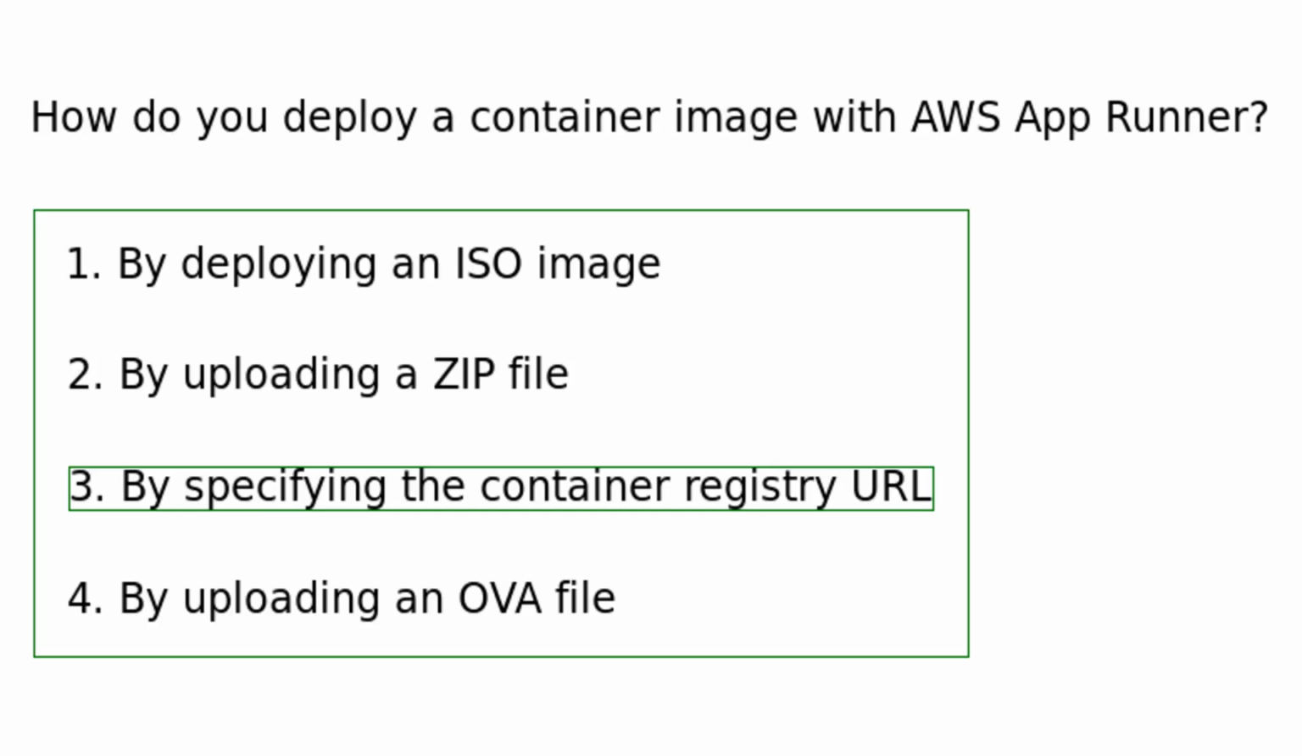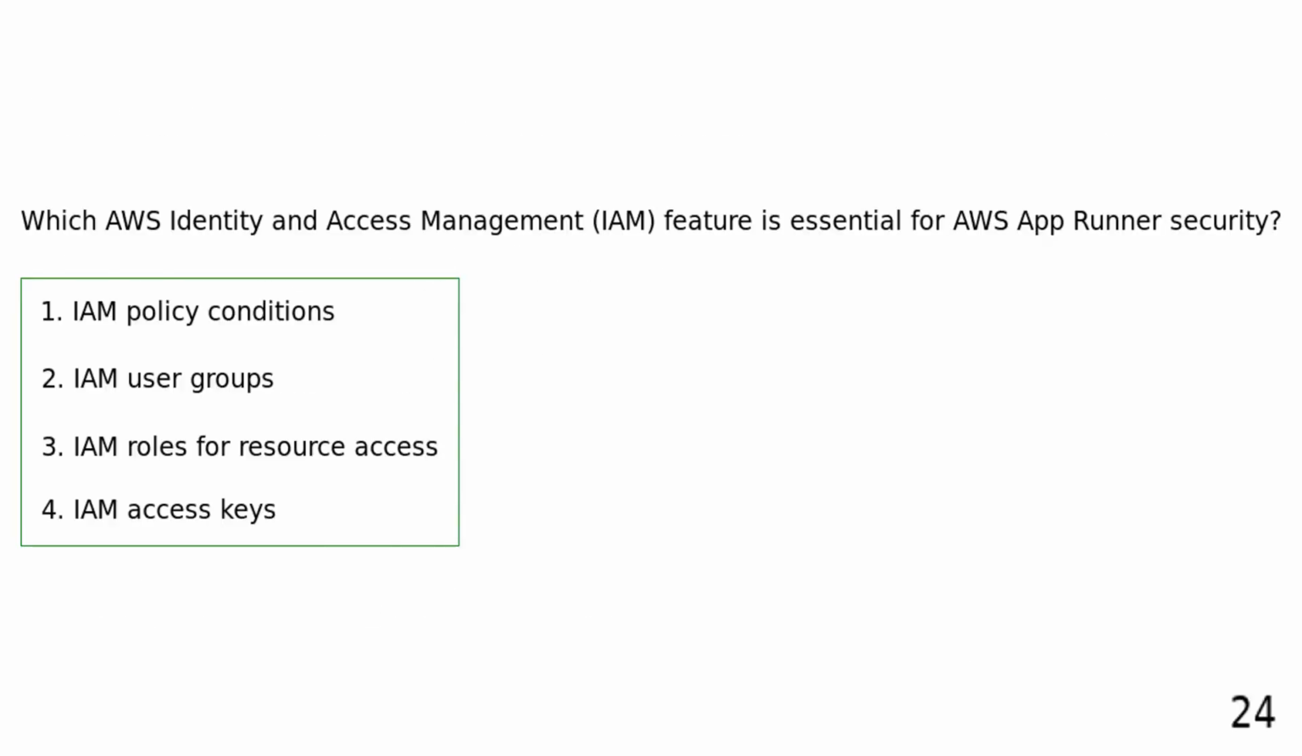Which AWS identity and access management feature is essential for AWS App Runner security? IAM policy conditions. IAM user groups. IAM roles for resource access. IAM access keys. IAM roles are essential for AWS App Runner as they allow the service to securely access other AWS resources on behalf of the application.